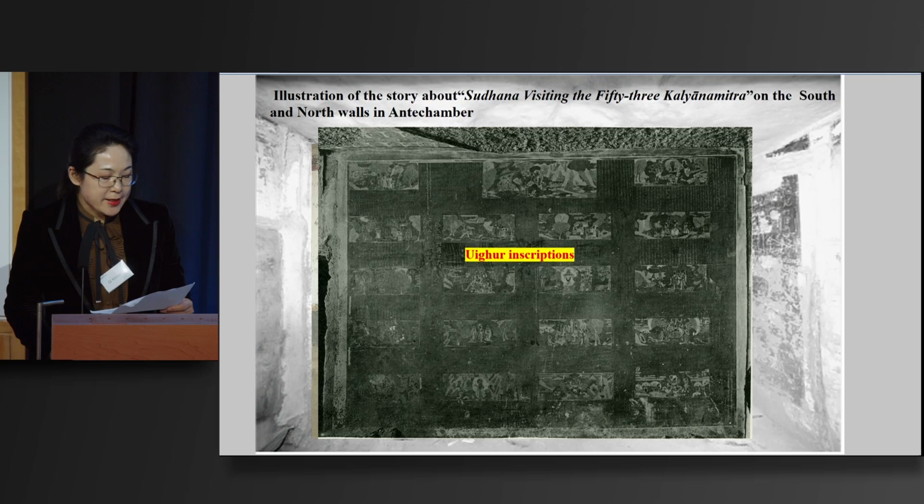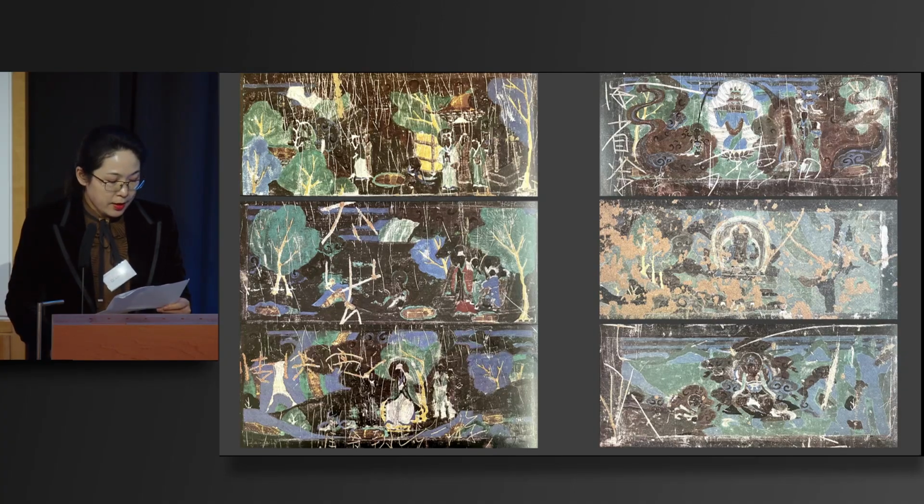These were also recognized as a translation of the chapter of entering the world of Dharma from the Avatamsaka Sutra. It was proved that these paintings in squares were the illustrations of this story. These are the details of the murals in the antechamber of Cave 464.